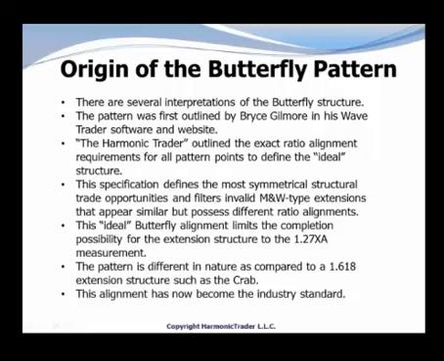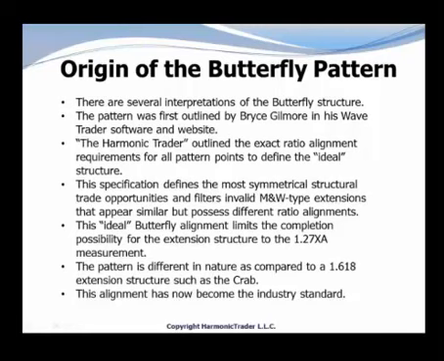However, much like the Gartley pattern and the initial interpretations of the Gartley pattern, there were many variations and many different structures that were considered a butterfly. But in my book, The Harmonic Trader, that I released in 1998, I outlined the exact ratio alignment requirements for all pattern points to define what I called the ideal structure, or the butterfly structure that yielded the most profitable opportunities. This specification defines the most symmetrical structural trade opportunities and filters similar invalid M and W type extensions that appear the same but possess different ratio alignments.